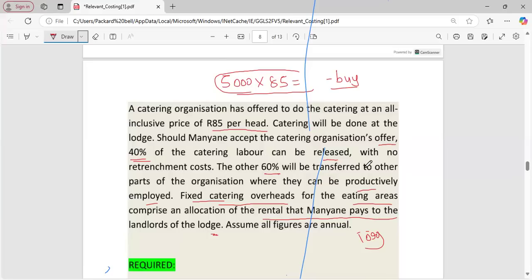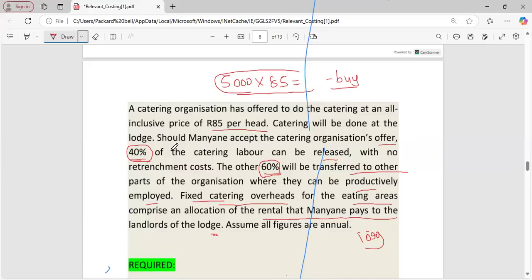If we outsource, it means we are going to release 40% of the catering labor. This 60% is not relevant because these people are going to be transferred to another part of the organization where they can be productively employed. So the company still pays for this 60%. They're still going to be on the payroll. But if we accept the order, 40% will be off the payroll. So it's a relevant cost, this 40%.